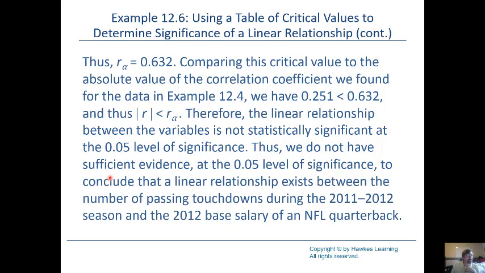Right, so in our first example, we had 0.251 for the absolute value. You remember it was a negative number, but absolute value, it's just distance from 0 we're interested in, which is less than 0.632, so that's not a statistically significant relationship. For the other side, we had 0.9 something for the correlation between touchdowns thrown and quarterback rating. So that would be a statistically significant relationship because that is greater than the 0.632.